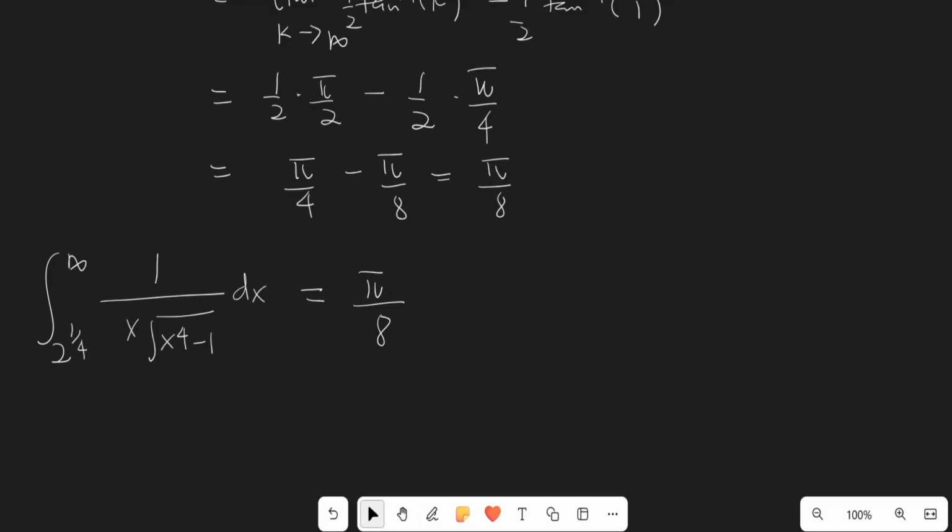So remember, we can't use secant here because it's x^4 minus 1, and because this is an improper integral, secant at infinity is undefined. So what we can do here is transform this into tan by using this substitution: u equals the square root of x^4 minus 1. That plays out nicely, and our final answer to this improper integral is pi over 8.